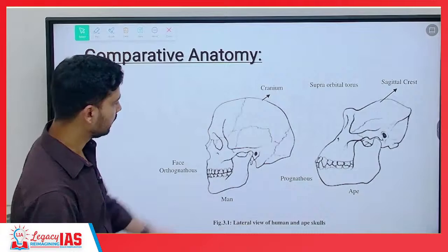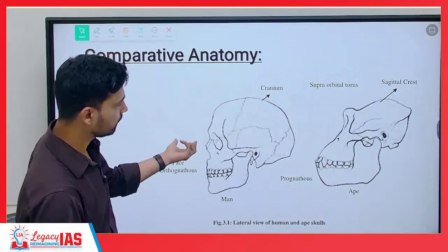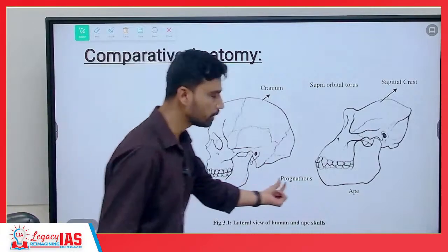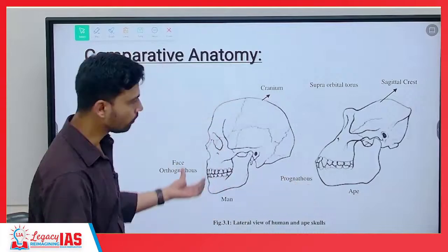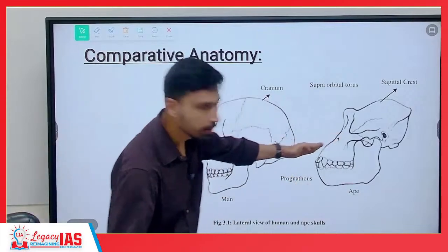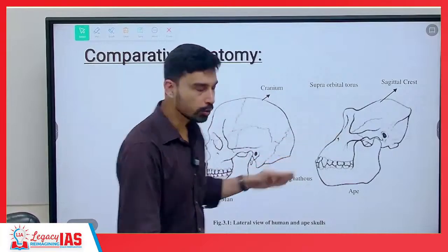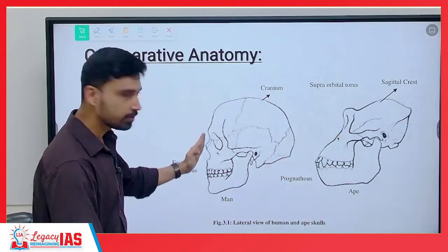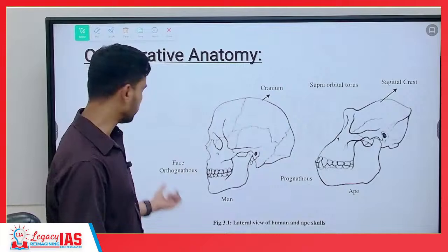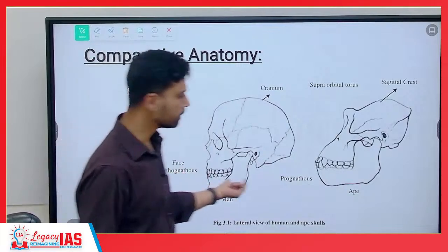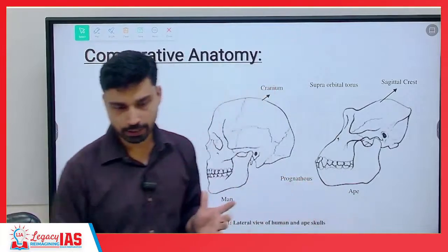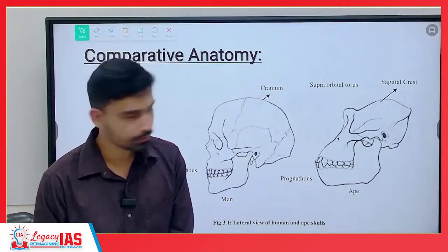In the first slide we talked about prognathous and orthognathous. Prognathous means, as you can see, the face is extending in the outer direction. In humans, the face is almost a straight line. So this kind of face is called orthognathous, and this is called prognathous. That is to understand the differences.